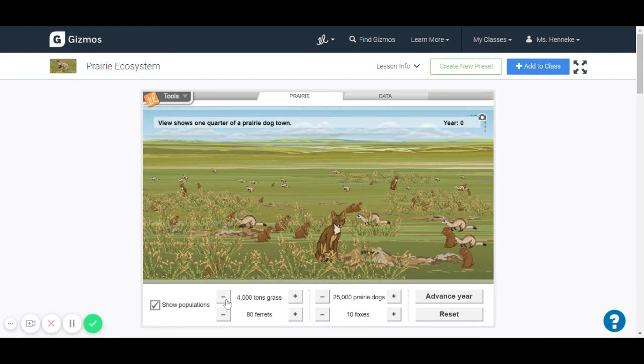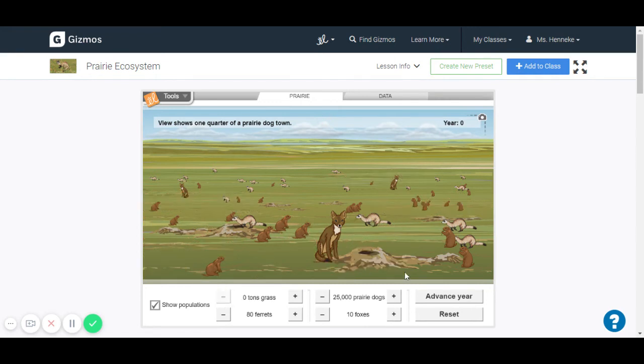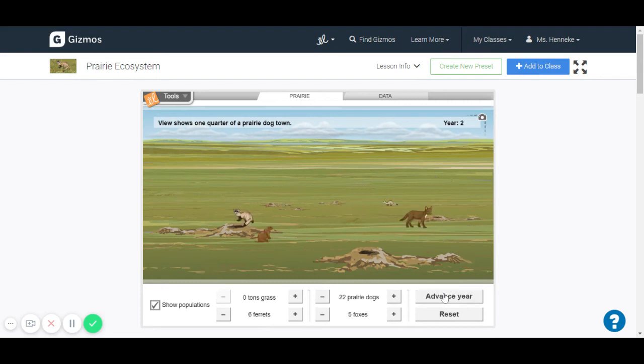Let's try taking away all of the grass. Make your prediction of what's going to happen in this ecosystem now that there isn't any grass. Let's continue and advance the year. Here I am at year 5, and my entire ecosystem has died except for one fox. But by the time I make it to year 6, my entire ecosystem has died. That's because we lost the producer, who's at the bottom or the beginning point of all of our food chains. Let's reset this.